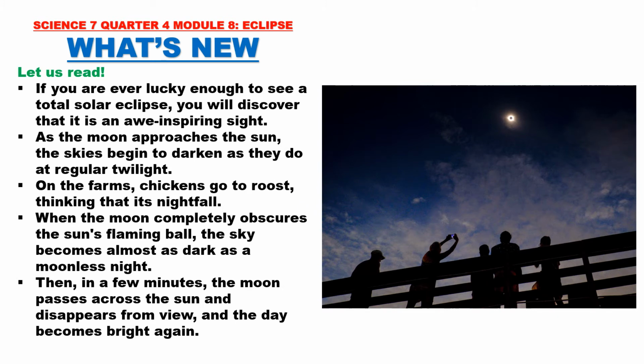If you are ever lucky enough to see a total solar eclipse, you will discover that it is an awe-inspiring sight. As the moon approaches the sun, the skies begin to darken as they do at regular twilight. On the farms, chickens go to roost thinking that it's nightfall. When the moon completely obscures the sun's flaming ball, the sky becomes almost as dark as a moonless night. Then, in a few minutes, the moon passes across the sun and disappears from view, and the day becomes bright again.